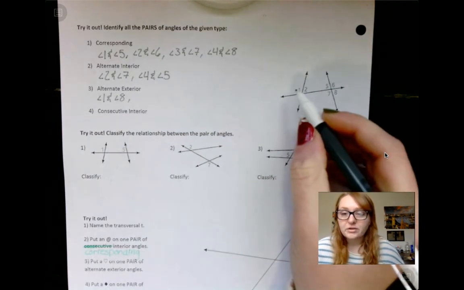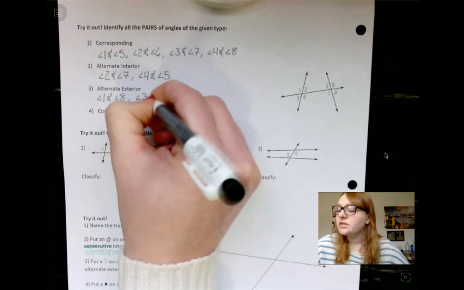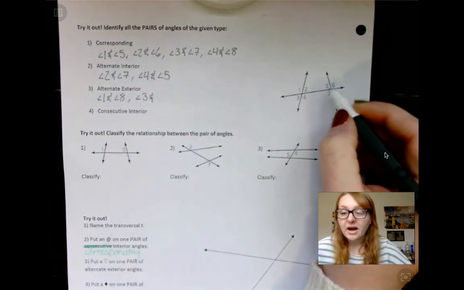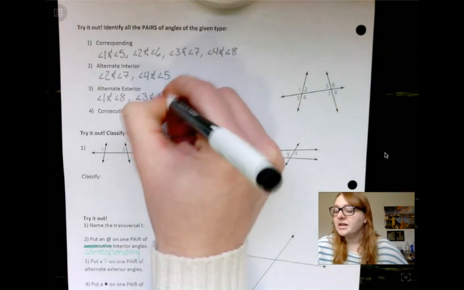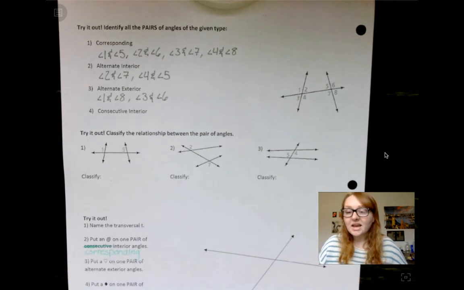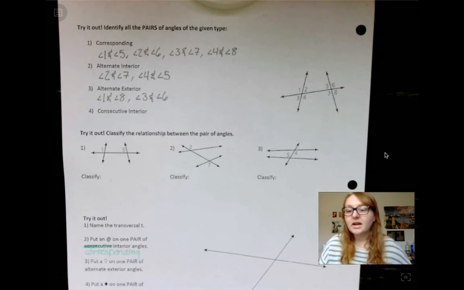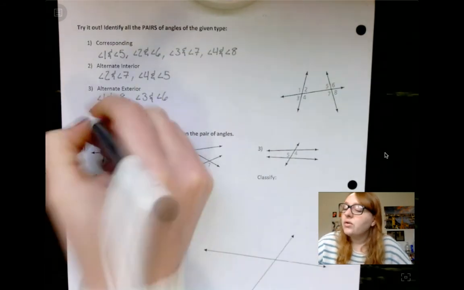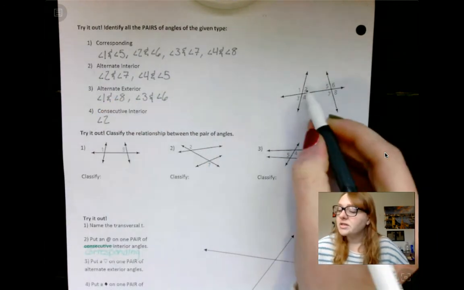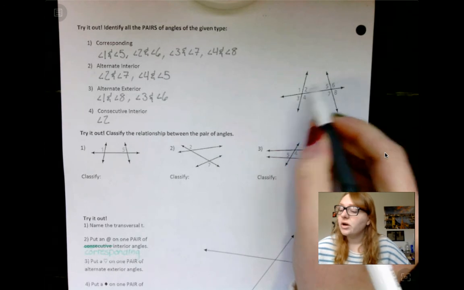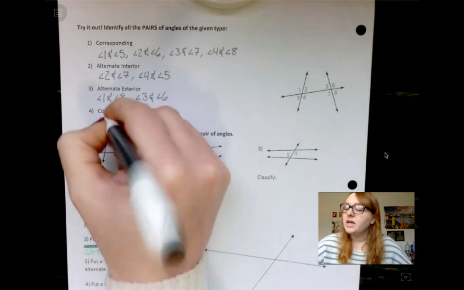The other pair, since we already used angle 1, we have angle 3, which is below the transversal. So on the other intersection, we want outside the two lines and above the transversal, which would give us angle 6. Okay, and then consecutive interior, remember those have to be on the inside of the two lines and on the same side of the transversal, okay? So we can only use angles 2, 4, 5, and 7. So we'll start with angle 2. Angle 2 is above the transversal, so on the other intersection we want one that is above the transversal and on the inside of the line, which would be angle 5.